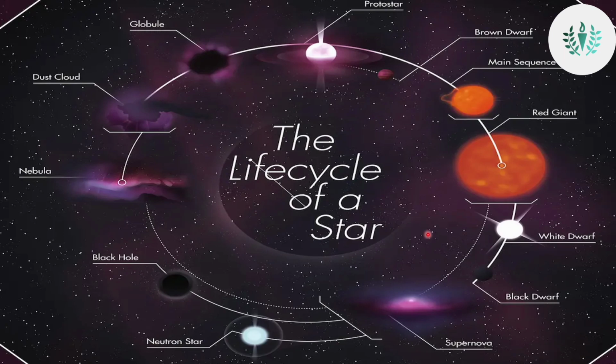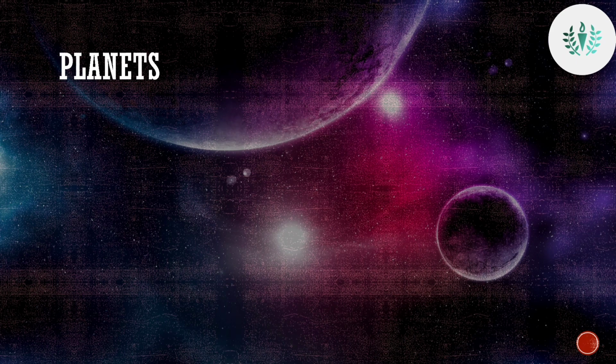As discussed earlier, our solar system consists of the sun, planets, asteroids, meteoroids, and other satellites and moons. So we have discussed the solar system and the sun in detail. Now it's time to discuss the planets.